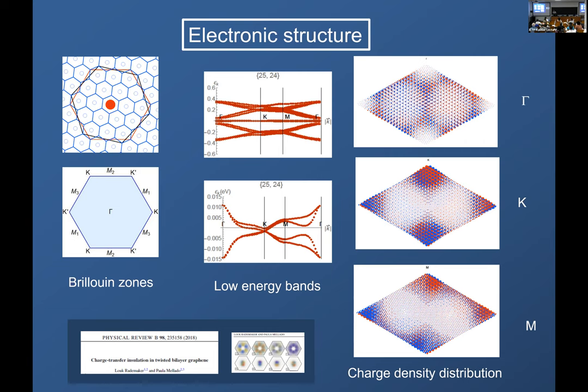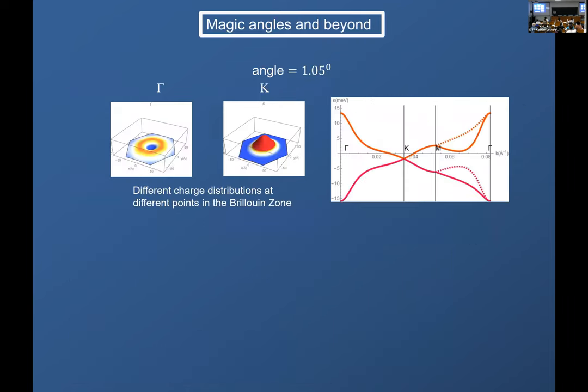That's not the case in twisted bilayer graphene. It happens that there is a big difference whether you are at the gamma point or at the K point of the mini Brillouin zone. The wave functions of the associated states are totally different. At the K point, these wave functions are piled at the AA regions, as Ali mentioned before, while at the gamma point, the wave functions are totally different. They spread out more or less uniformly over the entire real space unit cell.